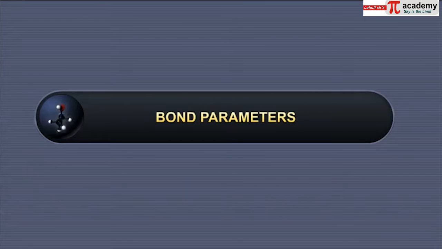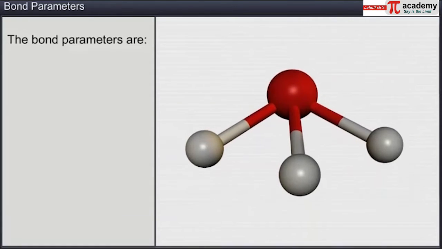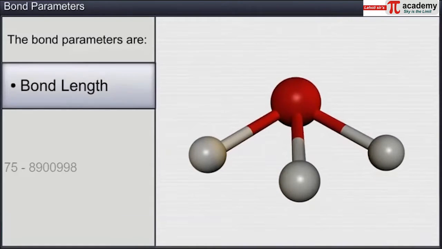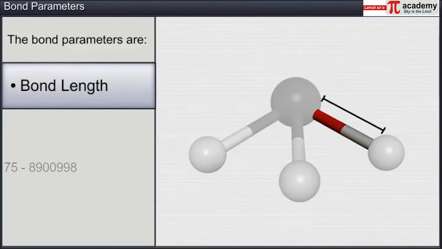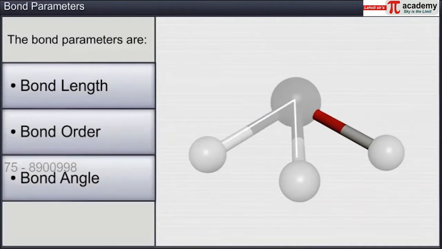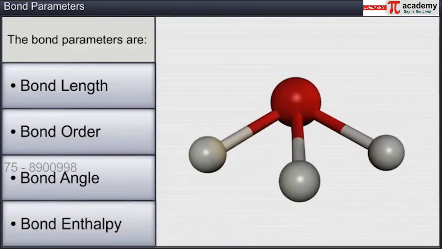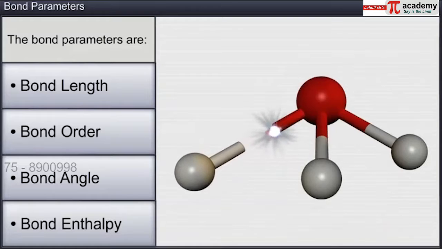In this module, you will learn about the parameters of a chemical bond. The factors that affect chemical bonds are known as bond parameters. Some such factors are bond length, bond order, bond angle, and bond enthalpy. Let's look at each of these factors.